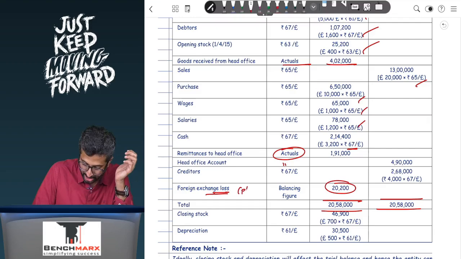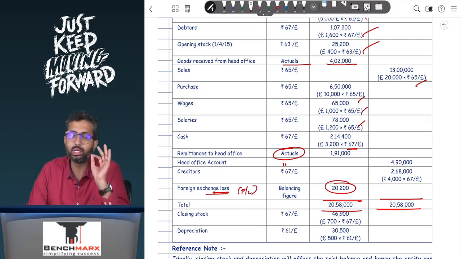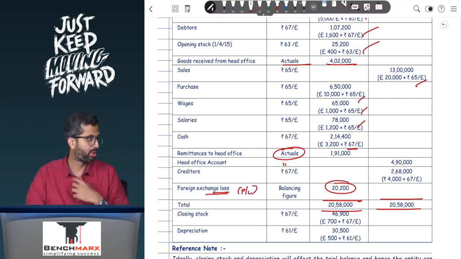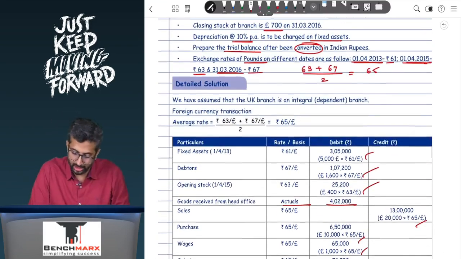Where will this be taken? Sir, it will be taken to the P&L, because you are assuming this is an integral operation. Sir, what if this was given to be non-integral? Then what will be the changes?